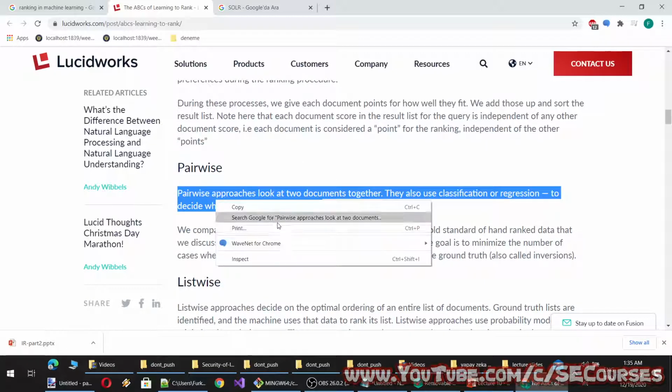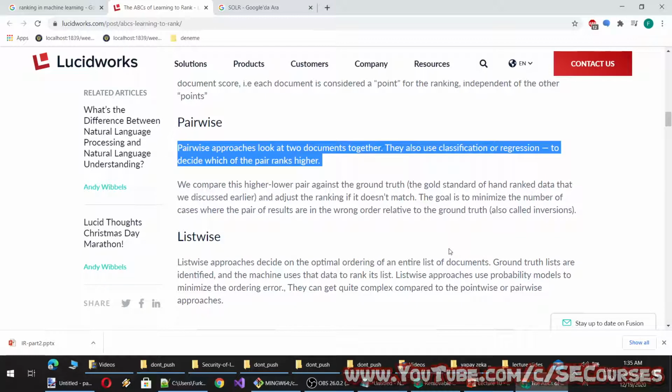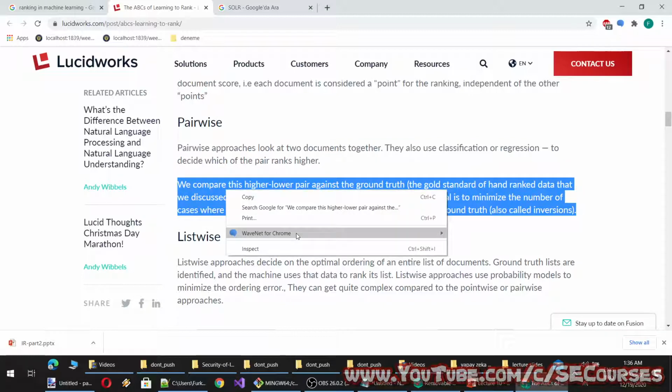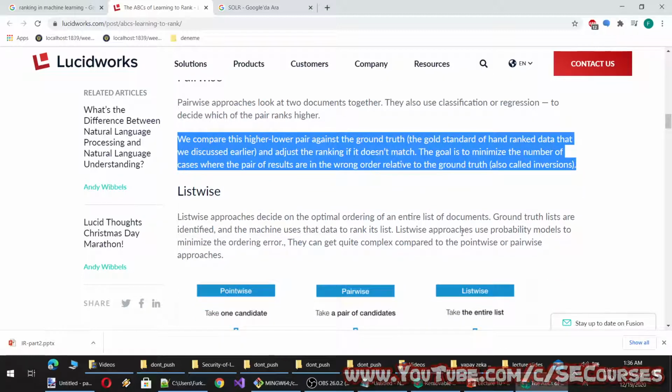Pairwise. Pairwise approaches look at two documents together. They also use classification or regression to decide which of the pair ranks higher. We compare this higher-lower pair against the ground truth, the gold standard of hand-ranked data that we discussed earlier, and adjust the ranking if it doesn't match. The goal is to minimize the number of cases where the pair of results are in the wrong order relative to the ground truth, also called inversions.